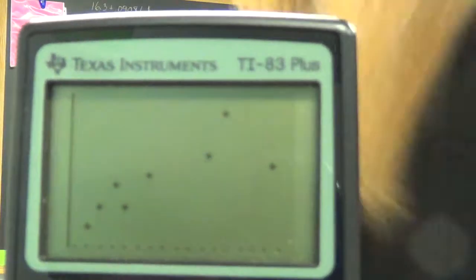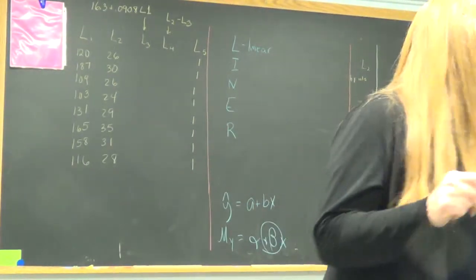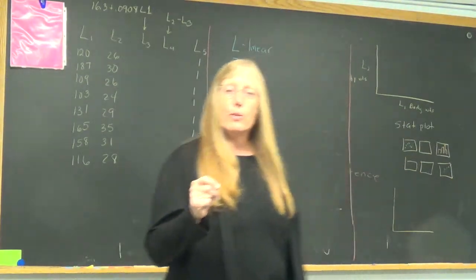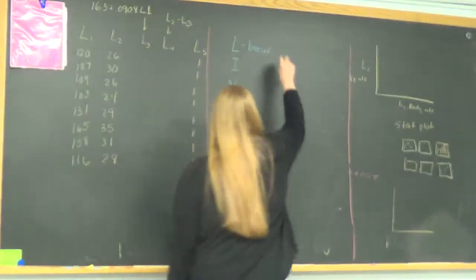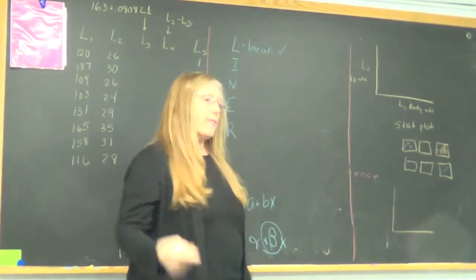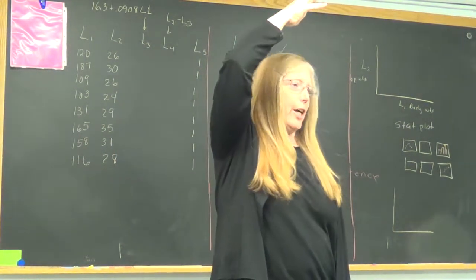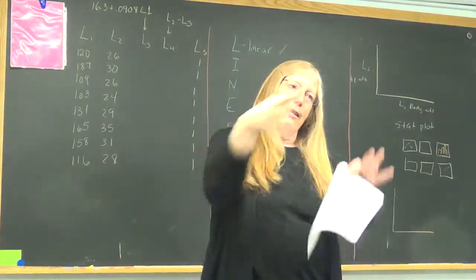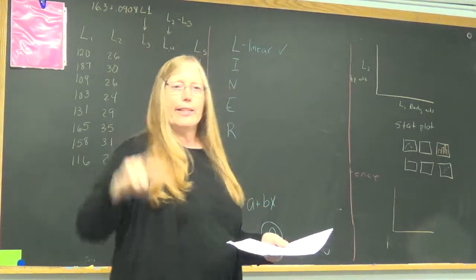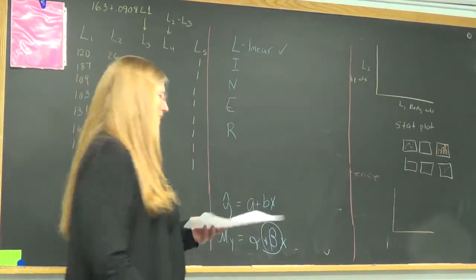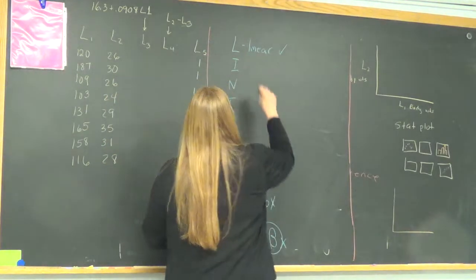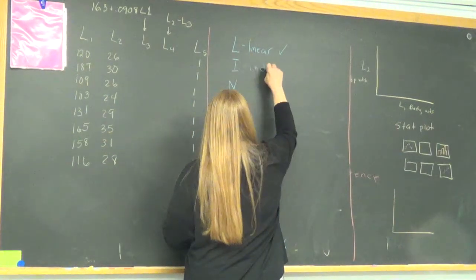Good. All right. So, unless you want to graph it by hand, this is the way that you check linear. So, is there a reasonable linear flow of those data? All right. So they're not completely scattered, right? Reasonable. Yeah. All right. So independent is next.